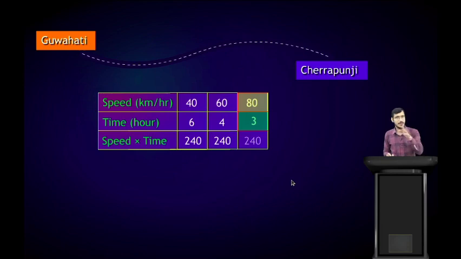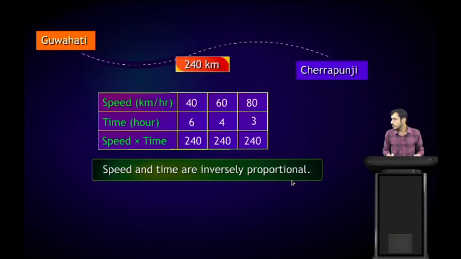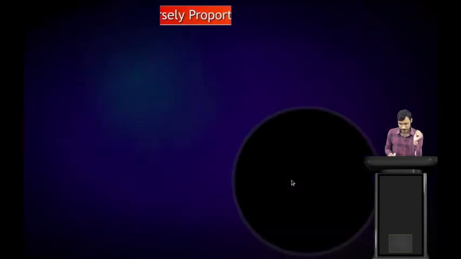So students, you can see here the distance is constant in this example. The distance is constant, equal to 240 kilometers. So speed and time are inversely proportional here. Both quantities, speed and time, are inversely proportional, because the distance is constant here.